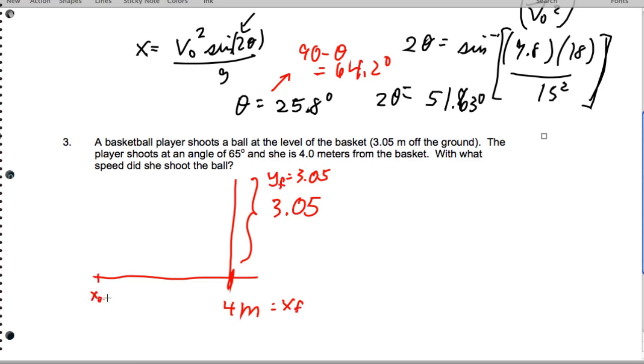We have x naught equals 0 and y naught equals 0. And we are told that we shoot at an angle of 65 degrees. And we want to know the speed at which we shot the ball. So I guess what happens is that this thing goes into the air and lands at the basket. And we want to know the speed that we shot the ball at. So that's what we want to go ahead and calculate.